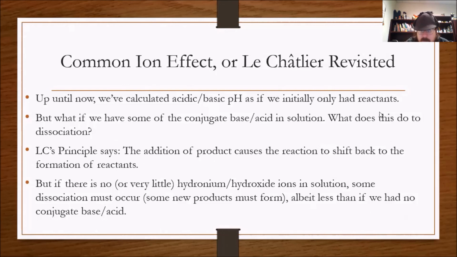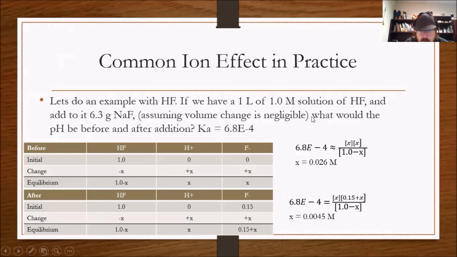Well, Le Chatelier's principle says if we add products, the reaction will shift towards reactants, away from the products. So if we say there is almost no or very little hydronium or hydroxide in solution, some dissociation must still occur, but less will occur if we have some conjugate base in with the acid, or some conjugate acid in with the base. And this is the concept of buffers.